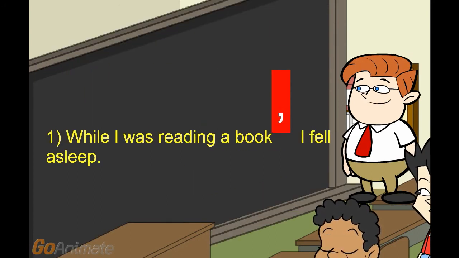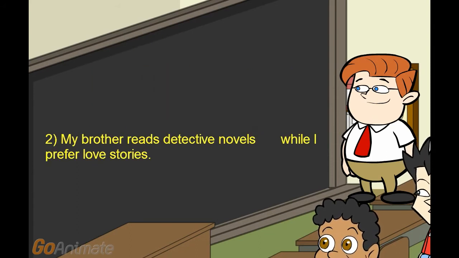In the first sentence, while introduces a time clause. The subordinate clause comes first, so we need a comma after the word book. While I was reading a book, I fell asleep. In the second sentence, while introduces direct contrast, so we need a comma before it. My brother reads detective novels, while I prefer love stories.